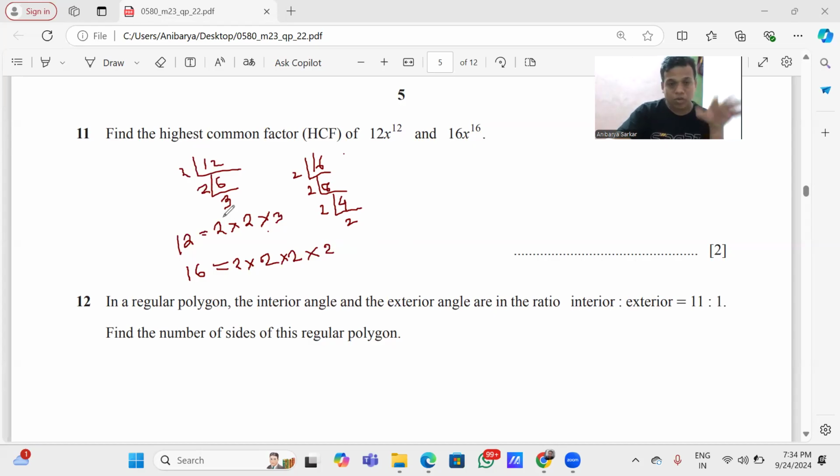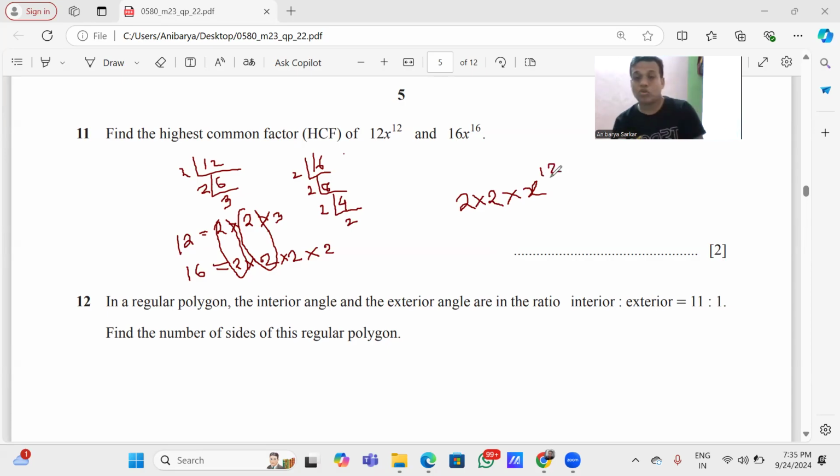Okay, so I take the common factors. What is common between them? 2 is common between them first, and second, again 2 is common between them. So 2 into 2. Whenever they ask to find the LCM, we choose the highest power of x. And if they ask to find the HCF, then we choose the lowest power of x.